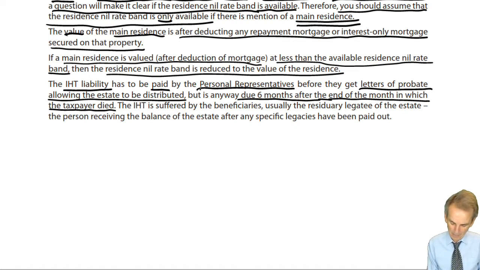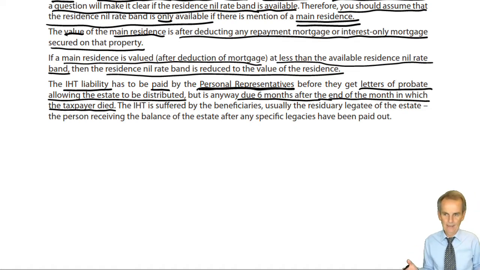Now, we've said there it's paid by the personal representatives. Of course, they're not paying with their own money. That money in relation to the chargeable estate at death is coming out of the estate. They will take the money out of the estate and pay the tax. So although the personal representatives pay it, it isn't their money, it is coming from the estate, an estate that otherwise would have gone intact to the beneficiaries.